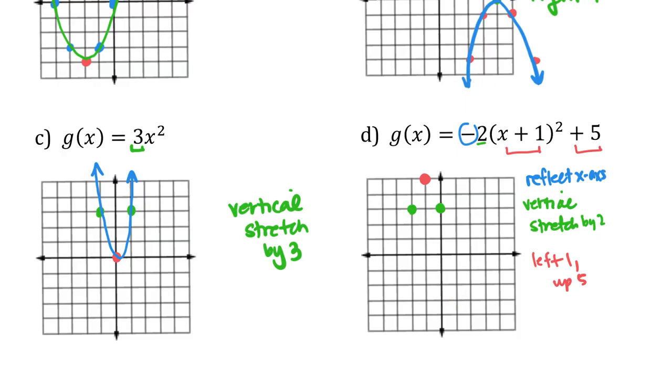1, 2, 3, 4, 5, 6, 7, 8, and then same on the other side. Okay, so I have a parabola. It's stretched twice as far. It's opening down, and it went left 1, up 5.